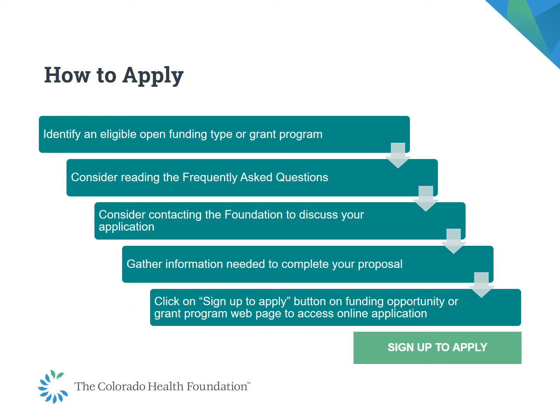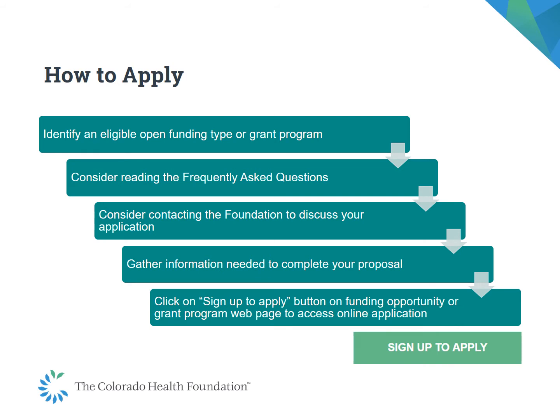The process to apply is listed here. First, identify a funding type or grant program that you're interested in applying for. Review the program criteria to ensure that your organization and project are eligible and that there's a match between your project and the funding criteria. You may want to review the frequently asked questions listed on our website for more information about our funding process, particularly if you're a first-time applicant or if it's been a while since you've applied for funding. Although not required, we also encourage you to reach out to the program officer associated with the specific funding opportunity or grant program in order to further discuss your proposed project as needed.